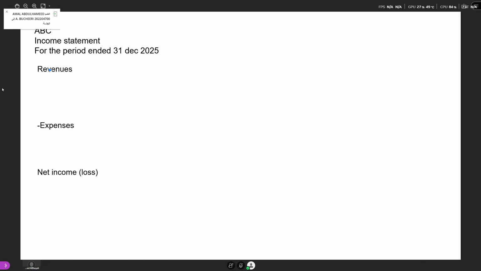So you take your revenues for the income statement, you list all of your revenues that you have, minus all of your expenses. The difference will give you your net income for the period. So this is our first statement.